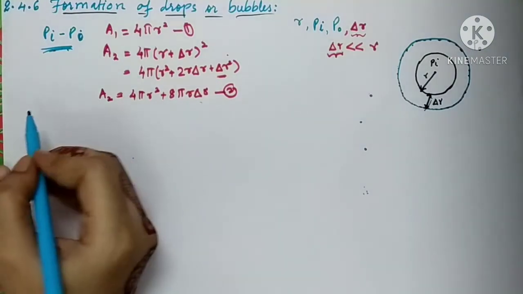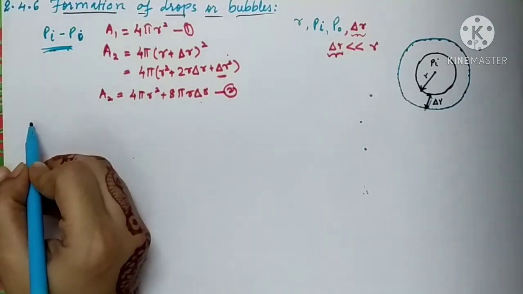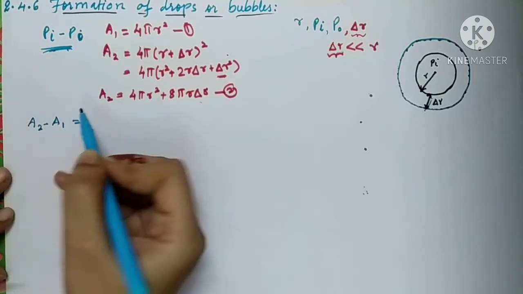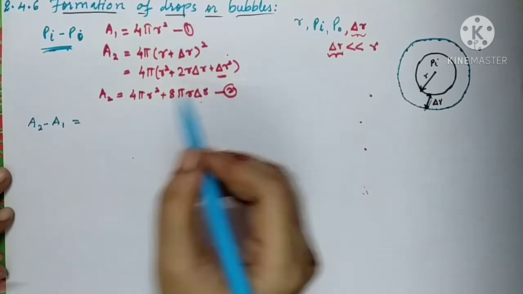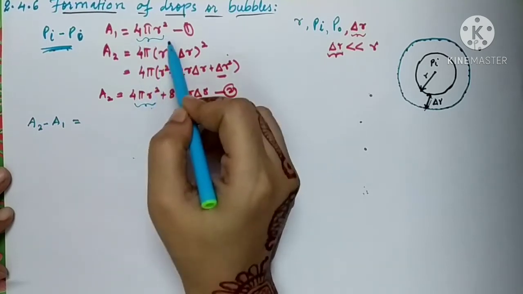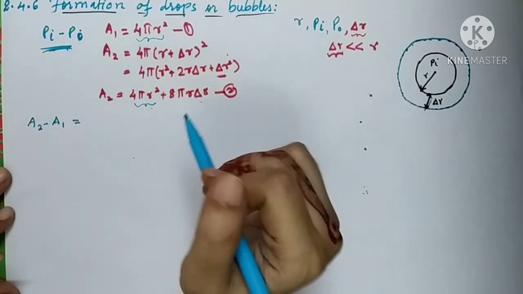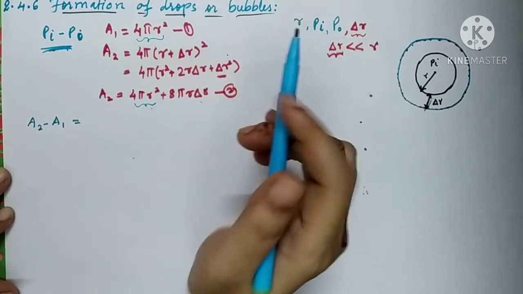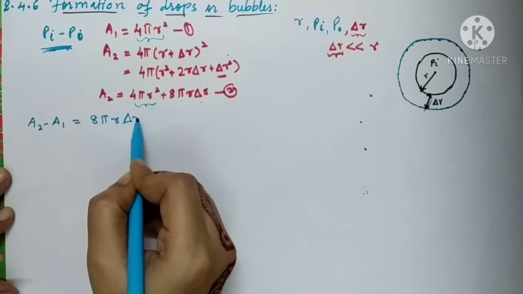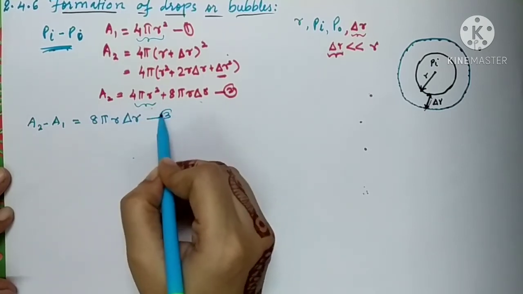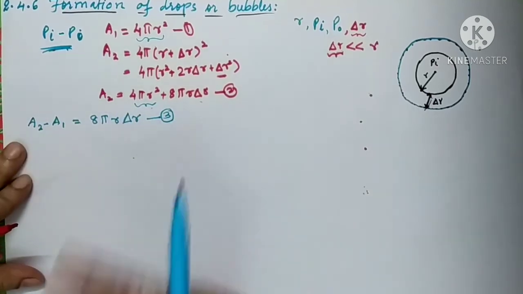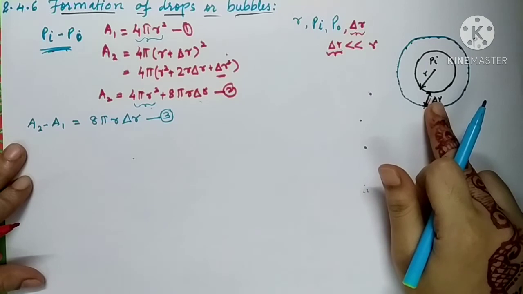Then let's find the increased area. The area increment is A2 minus A1, subtracting equation 1 from equation 2. When you subtract, the 4 pi r square terms are common in A1 and A2, so these two terms cancel. The only thing you get is 8 pi r delta r. Give this one as equation number 3. This is the increased surface area of the liquid drop.